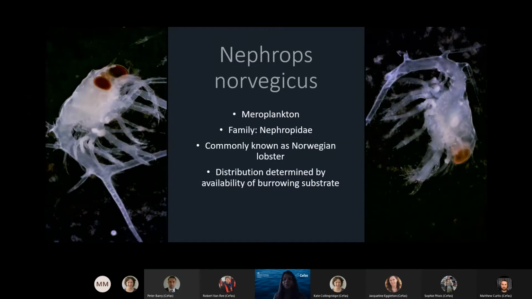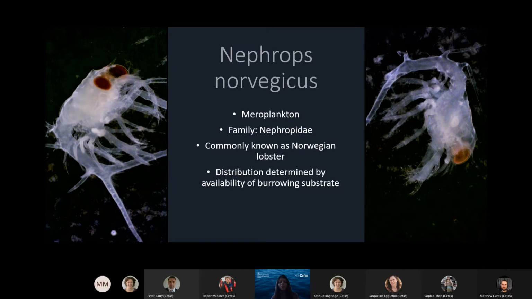Right, so to move on to an example of a meroplankton taxa, the plankton displayed here are from the family Nephropidae, the true or clawed lobster family. And this particular species is Nephrops norvegicus, which are commonly known as the Norwegian lobster and may even be enjoyed as scampi. In fact, they have even been known as the most important commercial crustacean in Europe.